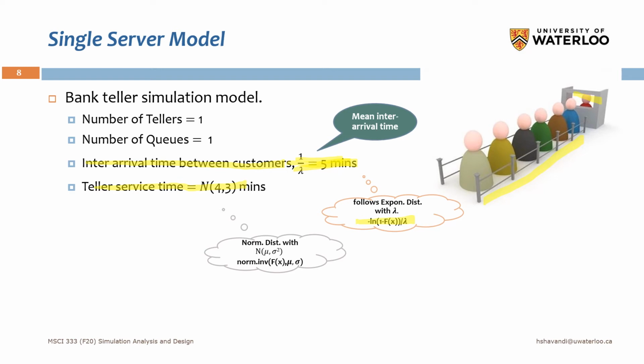Here, the teller service time is based on the normal distribution with the parameters of mean, which here is 4, and sigma square, or the variance, which is 3. So the mean service time for the teller is 4 minutes, and the variance, or sigma square, is 3 minutes. And we know this function in Excel to generate a random variable based on the normal distribution. So this is our example, and we want to simulate this system in Excel.